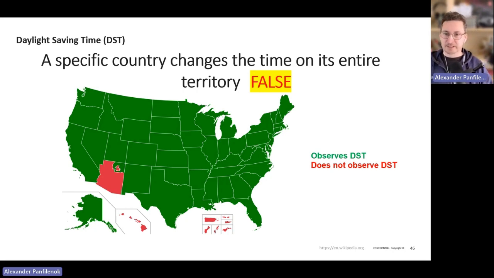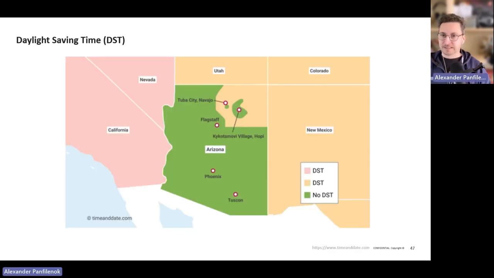One state called Arizona does not change the time at all. And even more, there are places in Arizona that actually use DST. But the shape of these locations is not straight. As you can see, there are some areas which decided not to use DST.